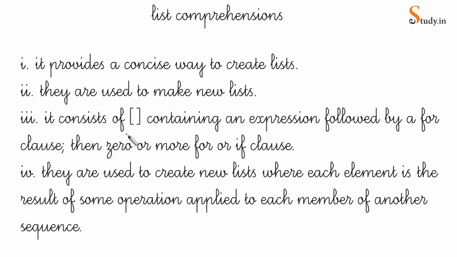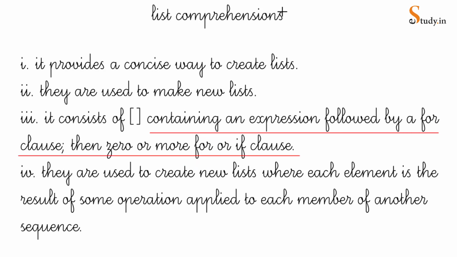It consists of a square bracket containing an expression followed by a for clause, then zero or more for or if clauses. Okay, so we need to remember this. What is a list comprehension? Of course, it is a list, so it has to be in square brackets, and it contains an expression which is followed by a for clause. That means one for is a must here after the expression, and after that we can have zero or more for or if clauses. So we will understand it through an example.